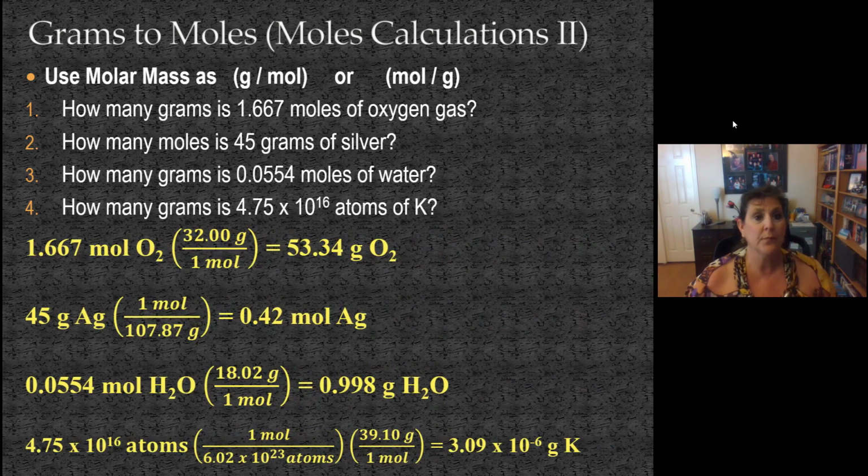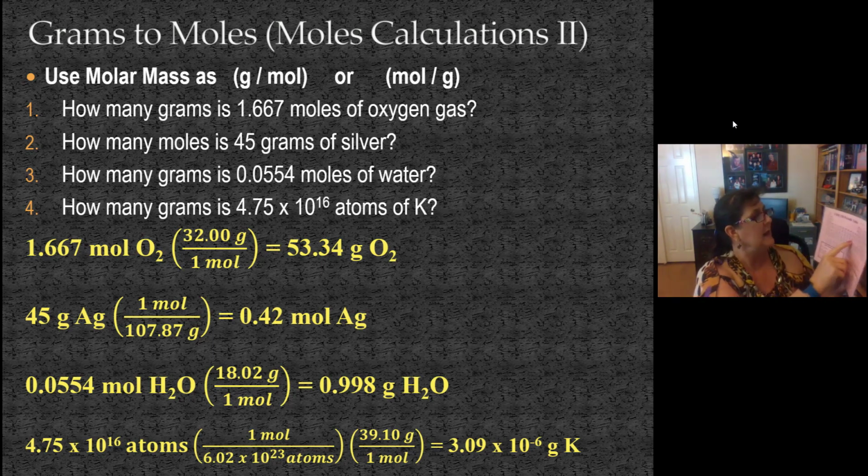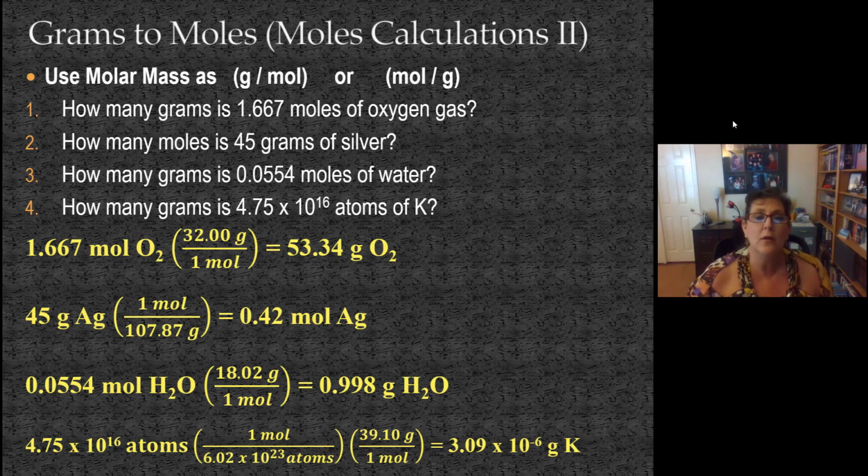All right, number 2. 45 grams of silver. Silver is Ag, not Au, Ag. When we look up Ag in the periodic table, we see its molar mass is 107.87 grams in that mole. But this time, we needed grams on the bottom because we started with 45 grams. So we need grams to cancel out. So I put 1 mole over 107.87 grams. Grams cancel and we get 0.42 moles of Ag. Why 2 sig figs? Because we started with 2 sig figs in the number 45.